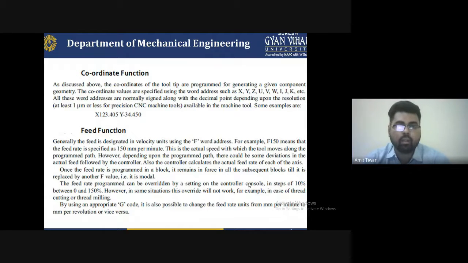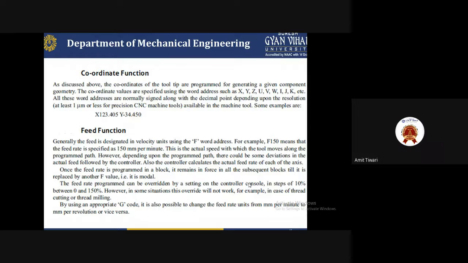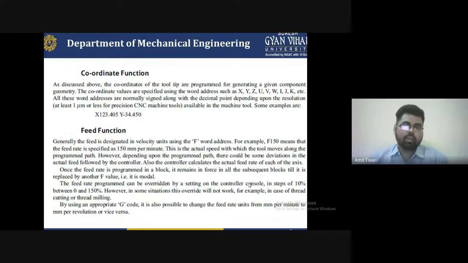Okay, and the coordinate values are specified using word addresses such as X, Y, Z, U, V, W, I, J, K, etc. At least two decimal places are normally assigned along the dimensional point, depending upon the resolution, and at least 1 μm or less for the precision available in the NC machine tool.